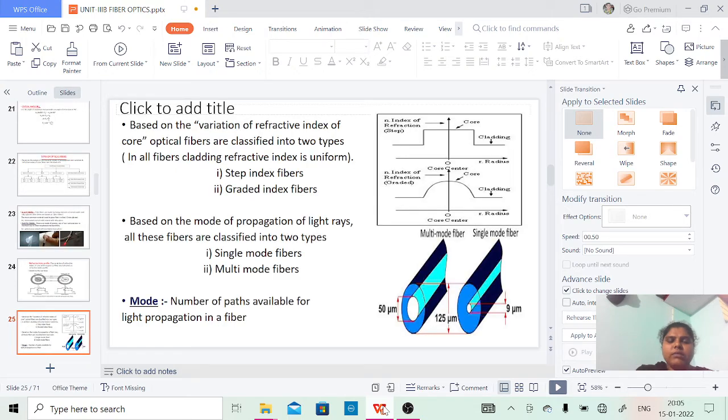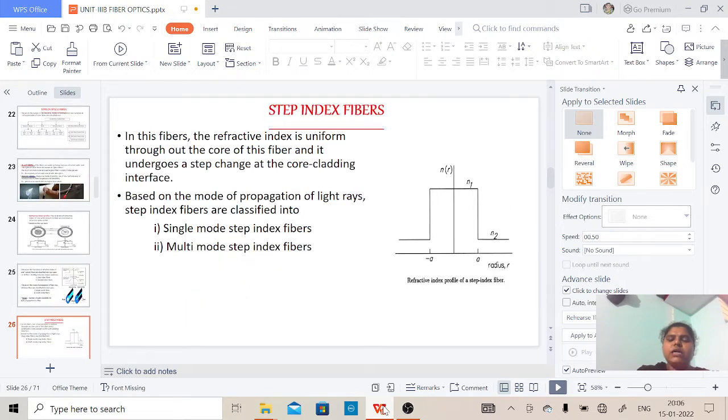And next, based on variation of refractive index of core, optical fibers are classified into two types, that is step index fiber and graded index fiber. Based on modes of propagation of light rays, all these fibers are classified into two types, that is single mode fibers and multi-mode fibers. Mode means the number of paths available for light propagation in a fiber. That means how many light rays can travel at a time through the core, that depends upon the mode. Okay, so let us see step index fibers.